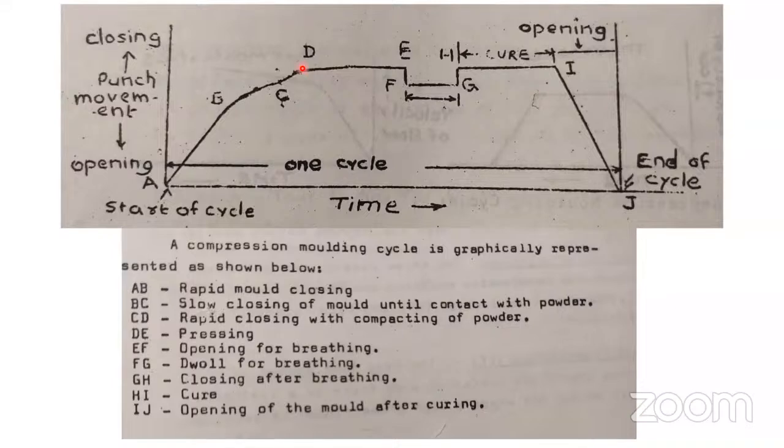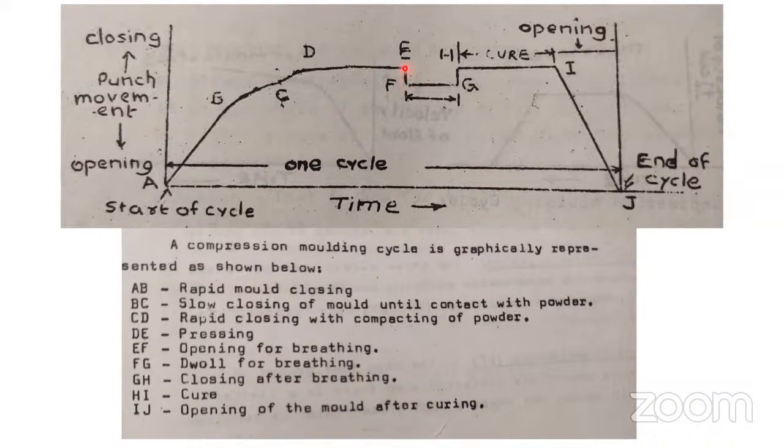Okay. And it will compact the material. It will compact the powder. Then D to E. Just keep the pressure, the same pressure as per the time. Right. Here is no movement of the punch. And you have now completely applied 100% force here. Now, again, just open the mold.